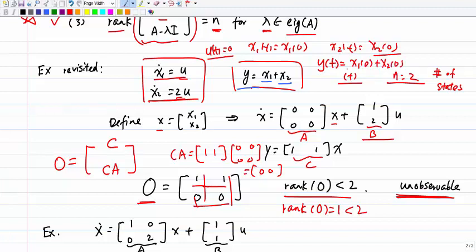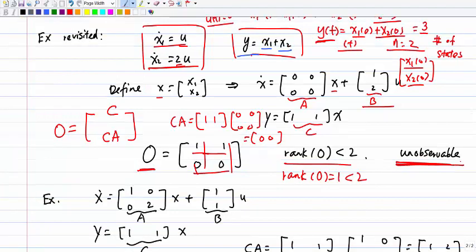The reason it's not observable is because I can only observe the sum of the 2. I know the sum, but I cannot figure out what x1(0) and x2(0) are individually. If the sum is 3, for example, you have many options. Even if I tell you the initial conditions are 1 and 2, you can observe the sum is 3, but you cannot use y to figure out the exact value of x1(0) and the exact value of x2(0). Because we only know the sum, that's why this is not observable.